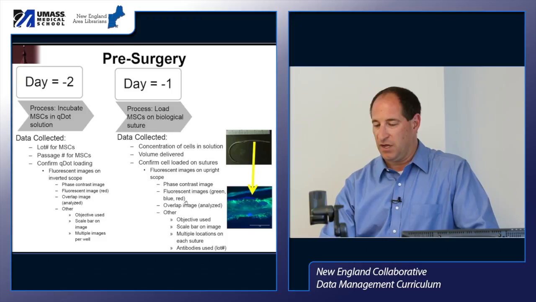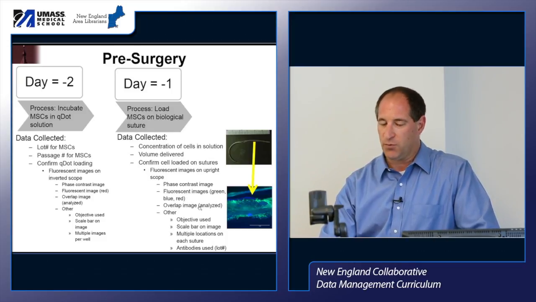Again, are they fluorescent images? What kind of images? Are they just focused on the green channel, the red channel, the blue channel? Are they overlapped? What objective have we used? The scale bar.